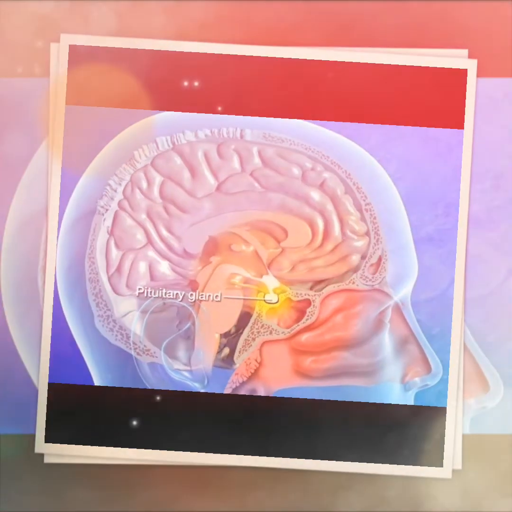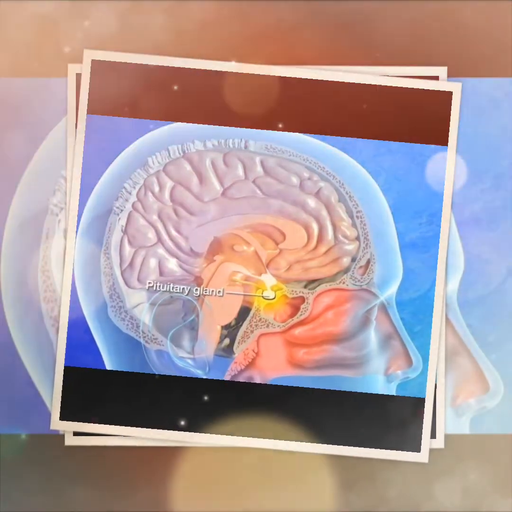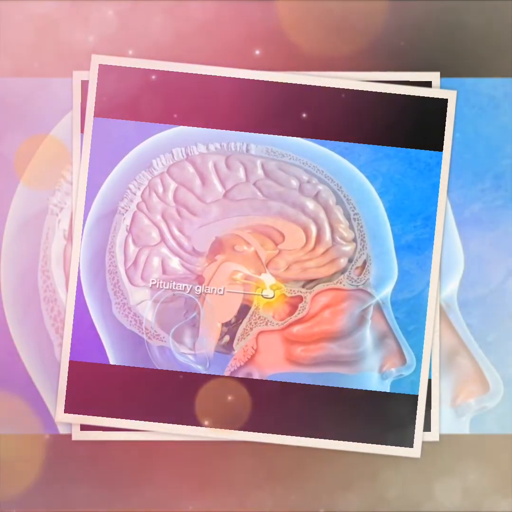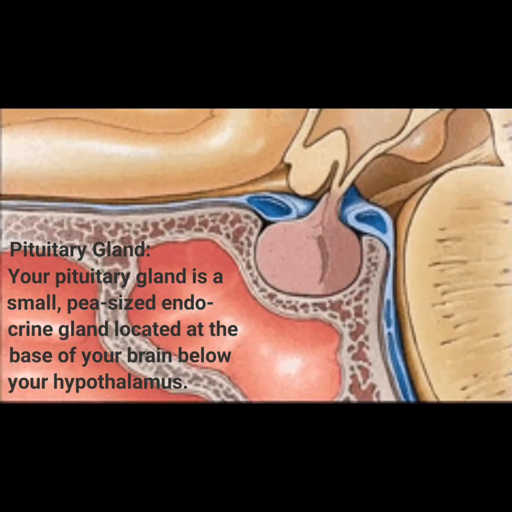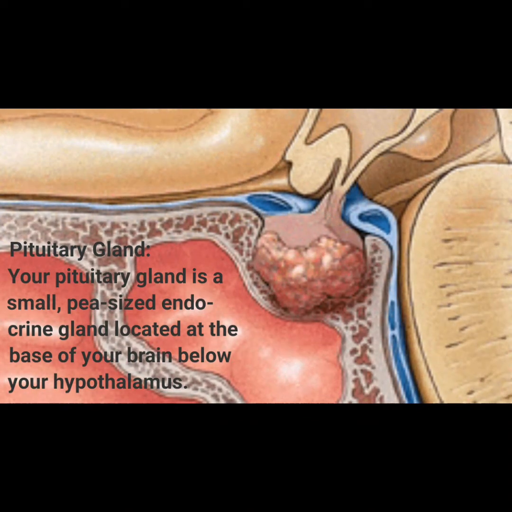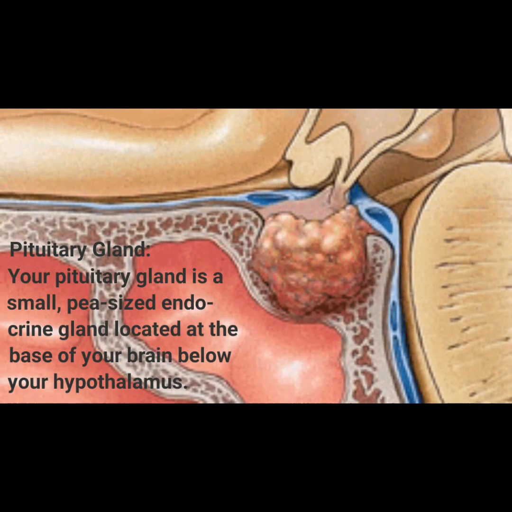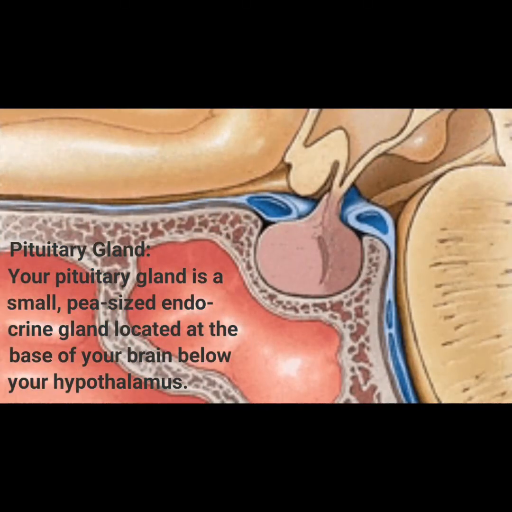The pituitary gland is a part of your endocrine system. Its main function is to secrete hormones into your bloodstream, and these hormones can affect other organs and glands, especially your thyroid, reproductive organs, and adrenal glands. And the pituitary gland is sometimes called the master gland because it's involved in so many processes.